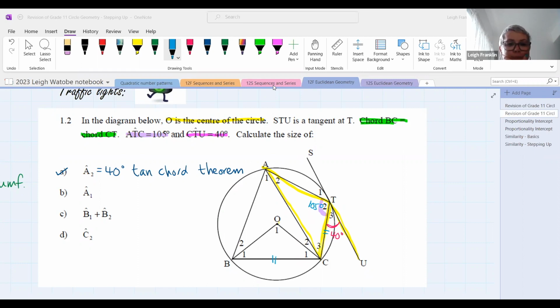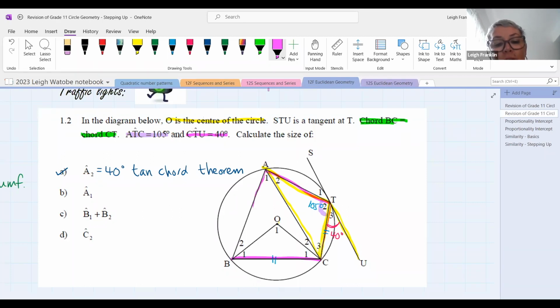Sure. Ma'am, I'm not sure, but for the angle of B1 and 2, I think together, if you say 180 minus 105, then you get that angle. Yes, because of, you would. Oh, lovely. Well done. Okay, that's brilliant. Absolutely brilliant. Because here, what can you tell me about BCTA?